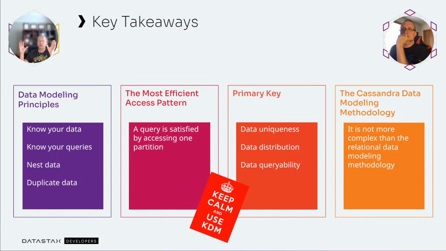So the key takeaways for data modeling principles: know your data, know your queries, nest data, duplicate data. We talked about that. The most efficient access pattern is when you access one partition. Your query only touches one partition, or maybe a few partitions if you had to split a partition. Okay, so that's important. And then the primary key defines uniqueness, defines distribution, and defines how you can query, queryability. So you need to remember that.